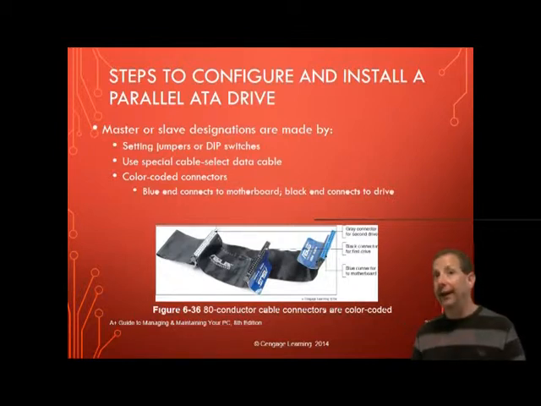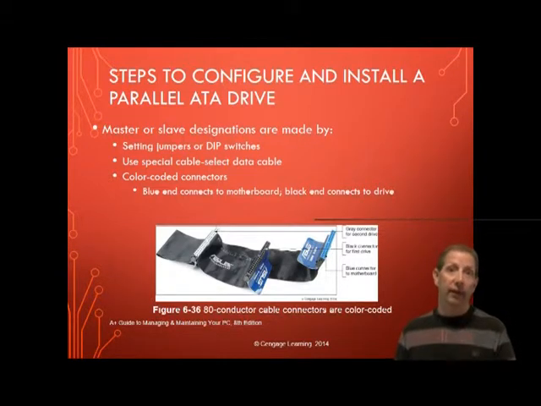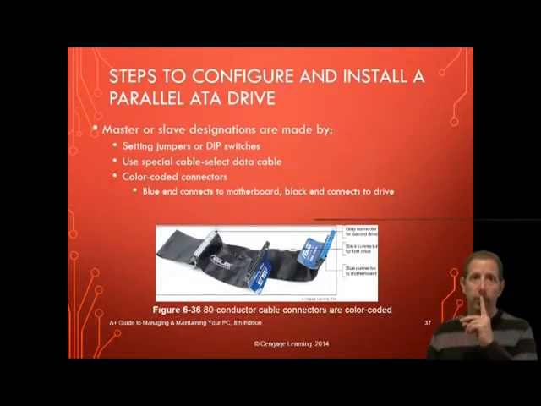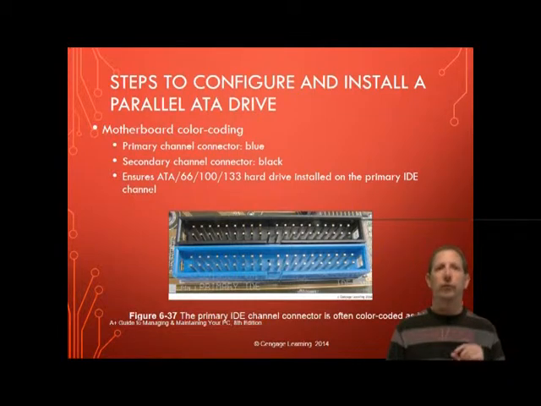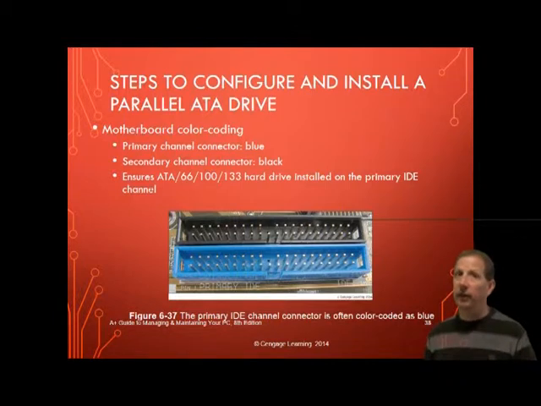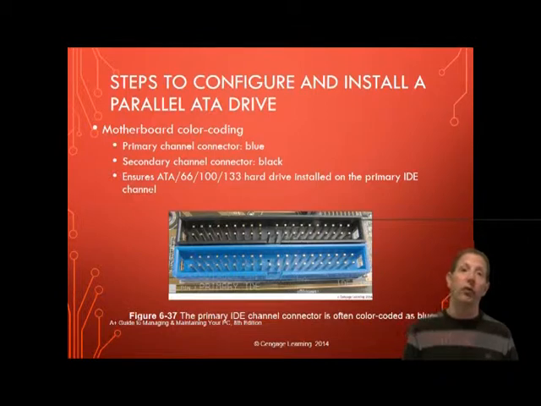Now, the connectors on a PATA 80 conductor cable are color coded, and they use the blue end to connect to the motherboard. You use the black end to connect to the drive. Now, if you only have one drive connected to the cable, put it on the black connector at the end of the cable, not the gray connector in the middle. The motherboard might also be color coded so that the primary channel connector is blue and the secondary is black. Now, this color coding is intended to ensure that the ATA 66, 100, 133 drive is installed on the primary IDE channel.